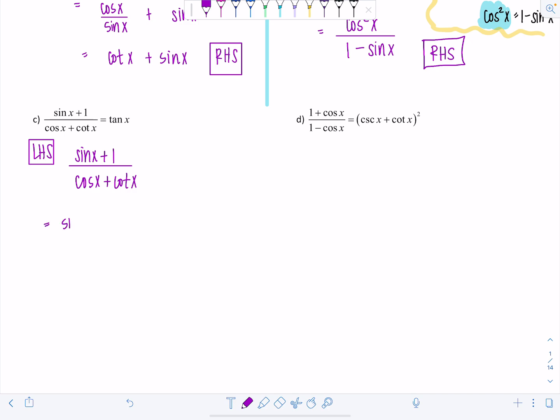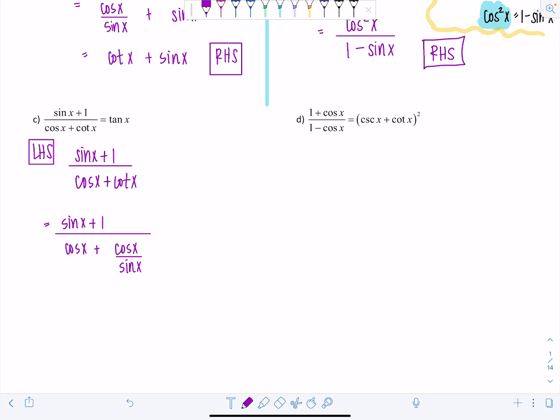So I'm going to have sine x plus 1 over, this is cosine x plus cosine x over sine x. Good. Well, notice right now what I have is a complex fraction. I have a fraction within my fraction. That's not allowed, not simplified. So what we need to do is get rid of the extra denominators.